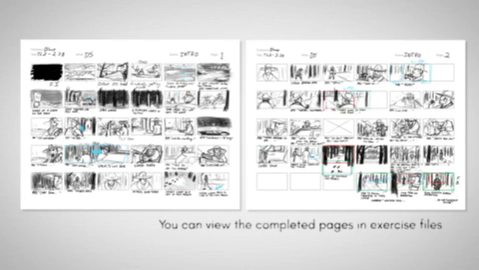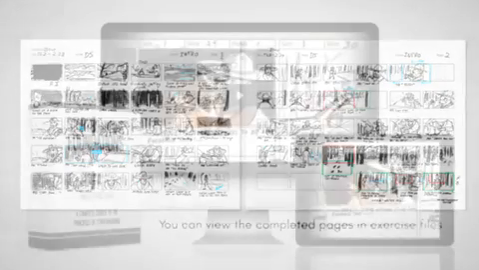So at this point, we should have a good idea of how many shots we're going to have for the scene, what types of shots they are, and what's in them. And since we're working in this thumbnail format, it hopefully didn't take that long.